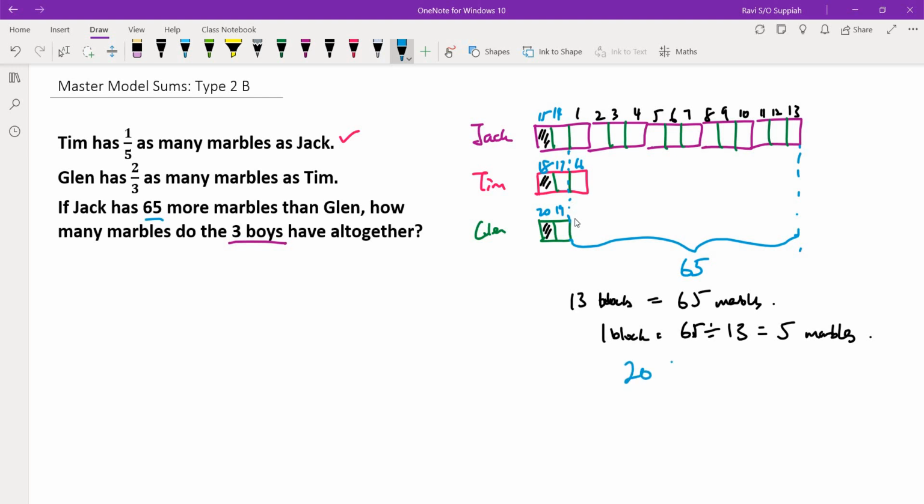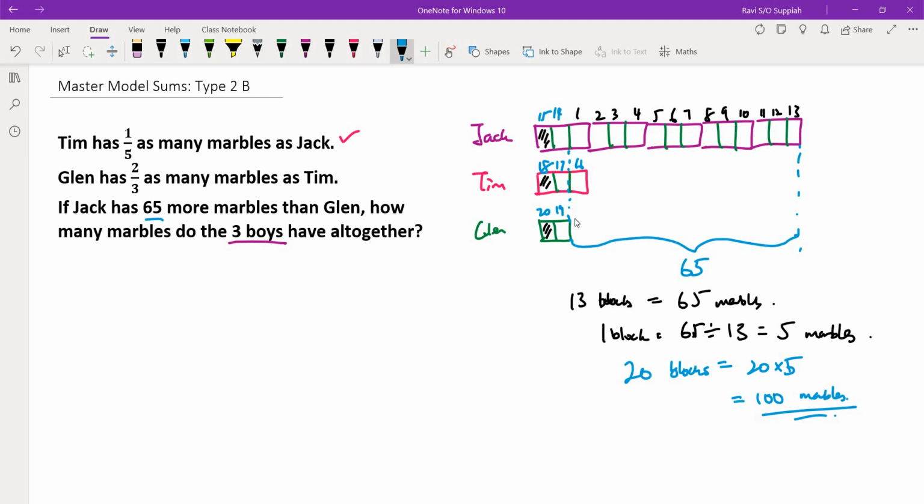So 20 blocks will be equal to 20 times 5, which is equal to 100 marbles. So that is the answer for this question. Okay, so this is the approach using the model sums.